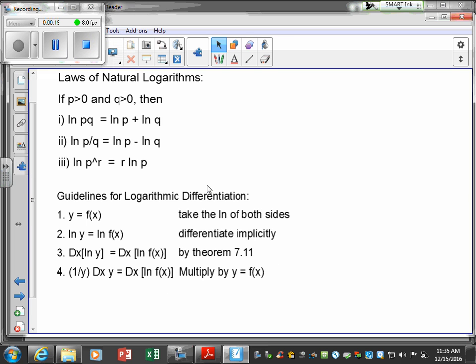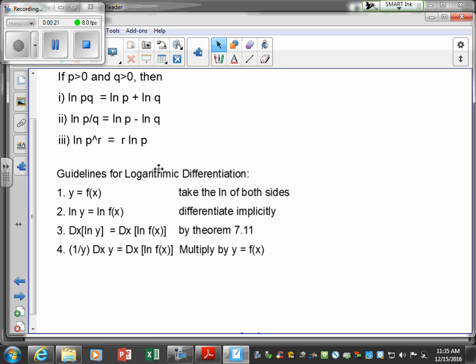And then, same as we had steps before, we're going to have guidelines for logarithmic differentiation, and these are just some short, quick hit steps for you to look at. This is just the rules for the derivative of natural logs, which we covered previously.